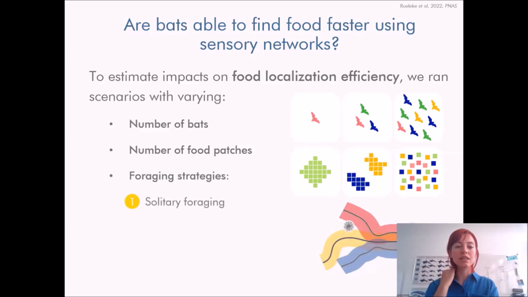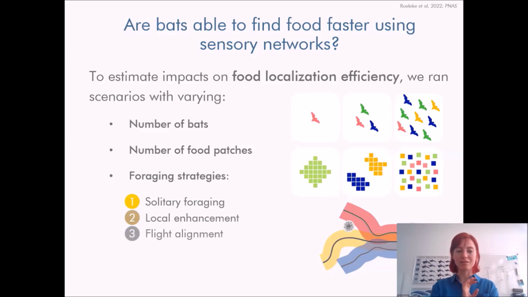So we broke down the mobile sensory network into each of the different stages: only solitary foraging, only local enhancement, only flight alignment, or the full mobile sensory network. And we ran each of these separately to assess their relative impacts on food localization.